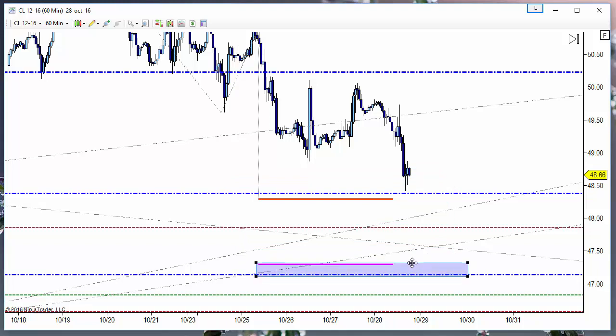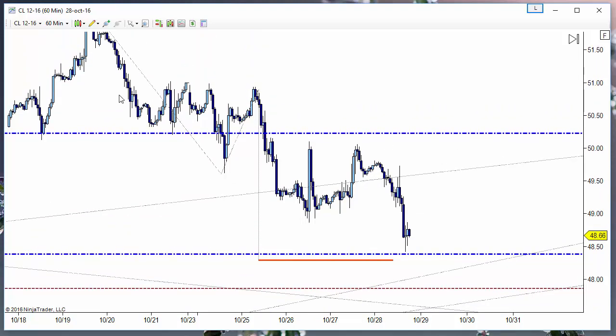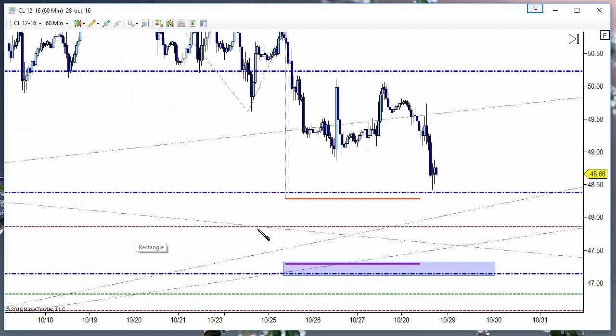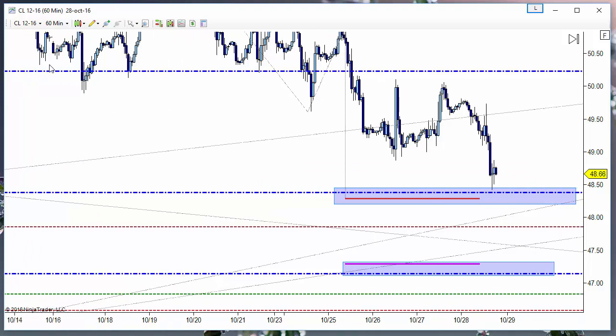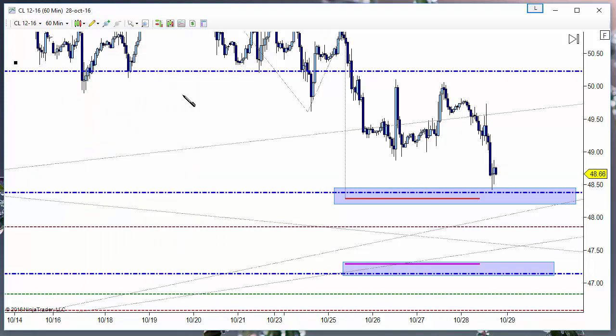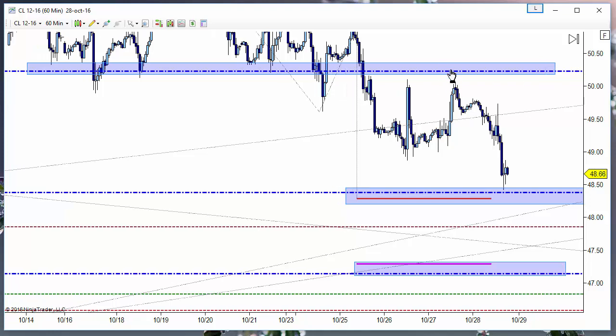So here we have local zones, local support zones. So these are the two levels, the two support levels to take into account the next week. To the upside, we have this confluence of high and low pivots.